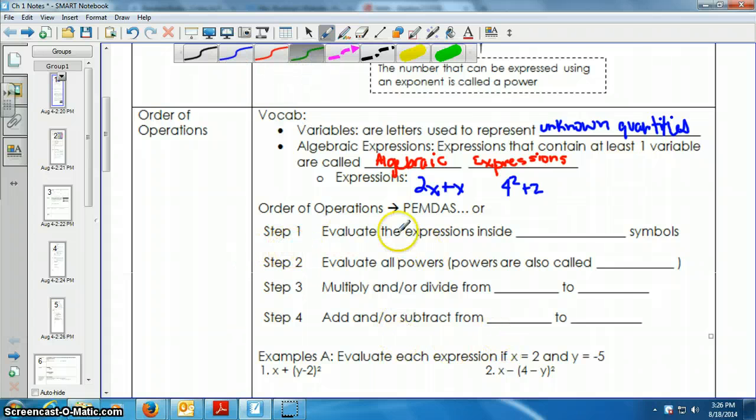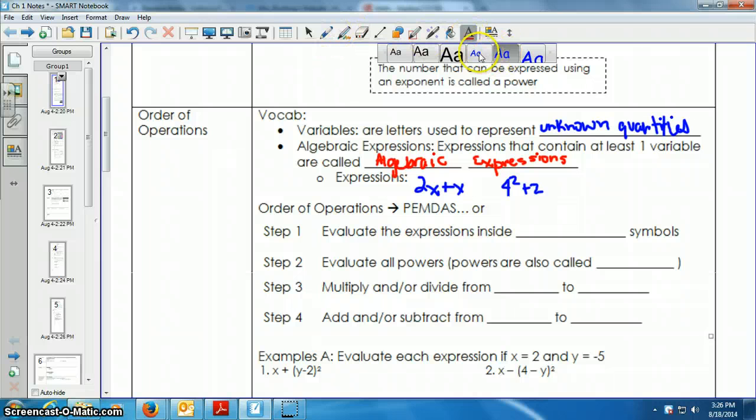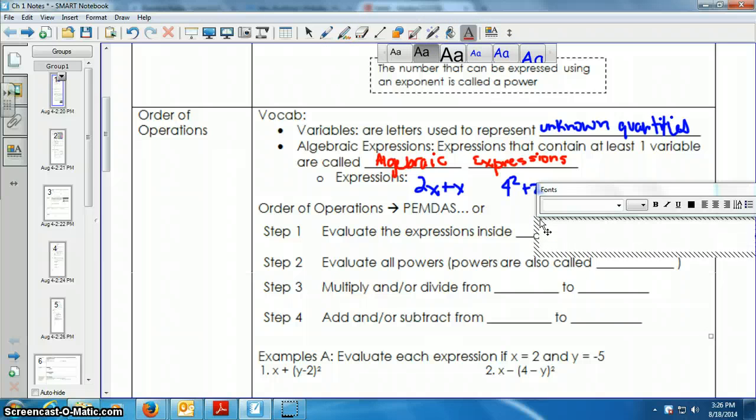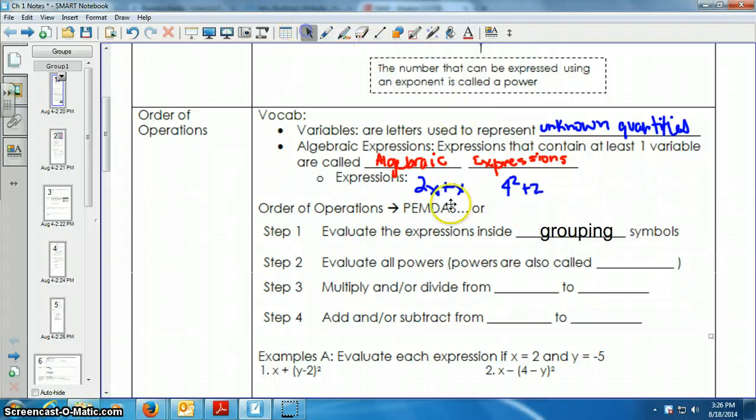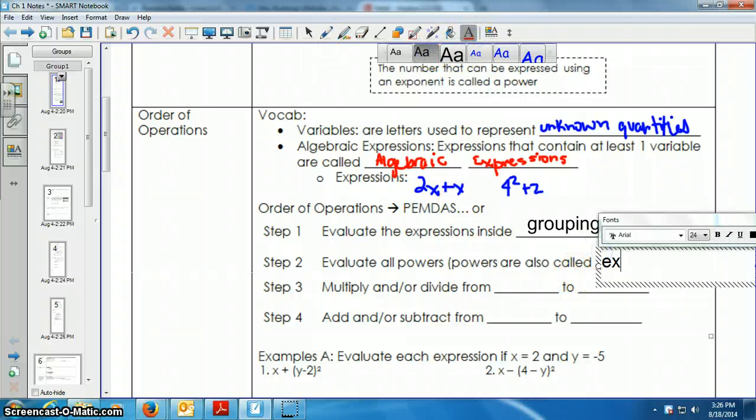So in order to simplify these, we have to have a process or an order of our operations. So PEMDAS, or please excuse my dear Aunt Sally, you might have heard of it. Remember that step 1 is to evaluate the expression inside parentheses, or the grouping symbols, because a lot of times you might not just have parentheses. So let's put grouping. Powers are also called, and we talked about that up above, exponents.